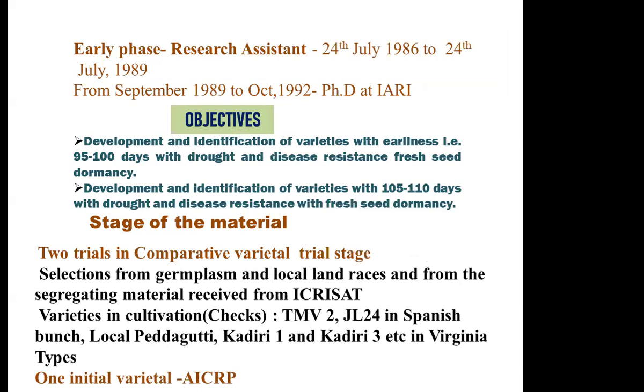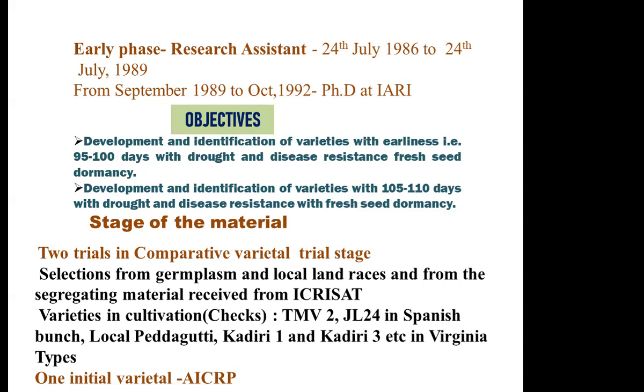When I joined as a research assistant in July 1986, our earlier breeders, our predecessors, I have to say, were very keen on collection of material, and they had collected and evaluated germplasm lines from ICAR-IIGR and other places. They had two trials at comparative varietal stage and advanced varietal stage. At that time the target was the replacement of TMV2 and JL24.